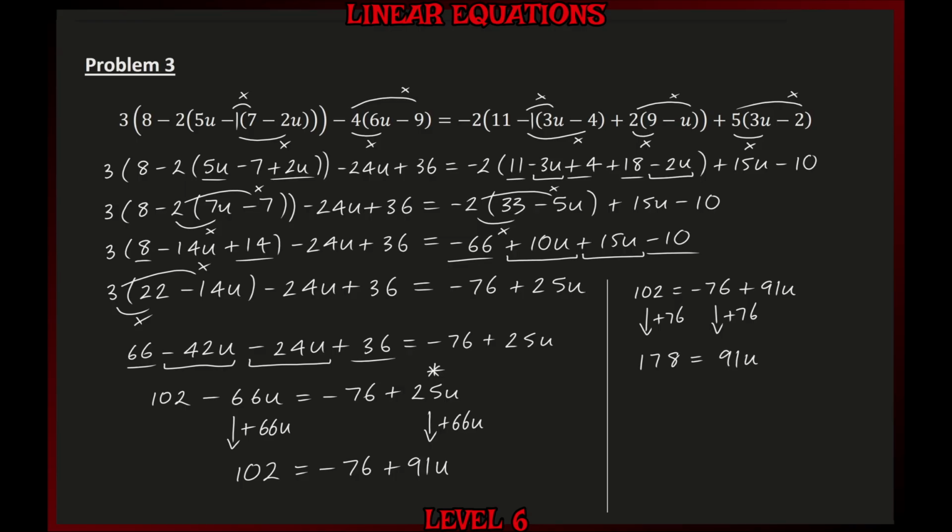Finally, to remove the times 91 from the right, we can divide both sides of the equation by 91. And 178 divided by 91 can just be written as 178 over 91, and that's equal to, well, the times 91 and the divide by 91 on the right cancel out to just leave us with u. So u is equal to 178 over 91 is our final answer to problem 3.